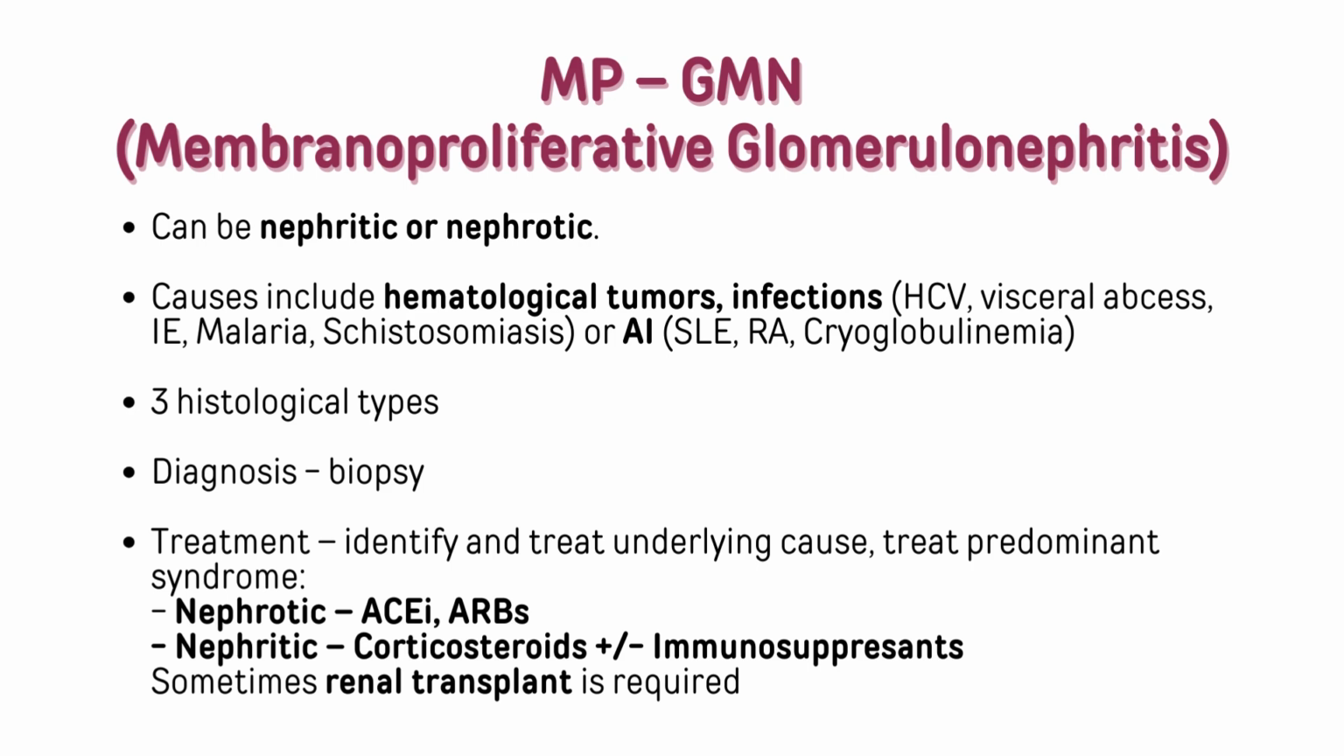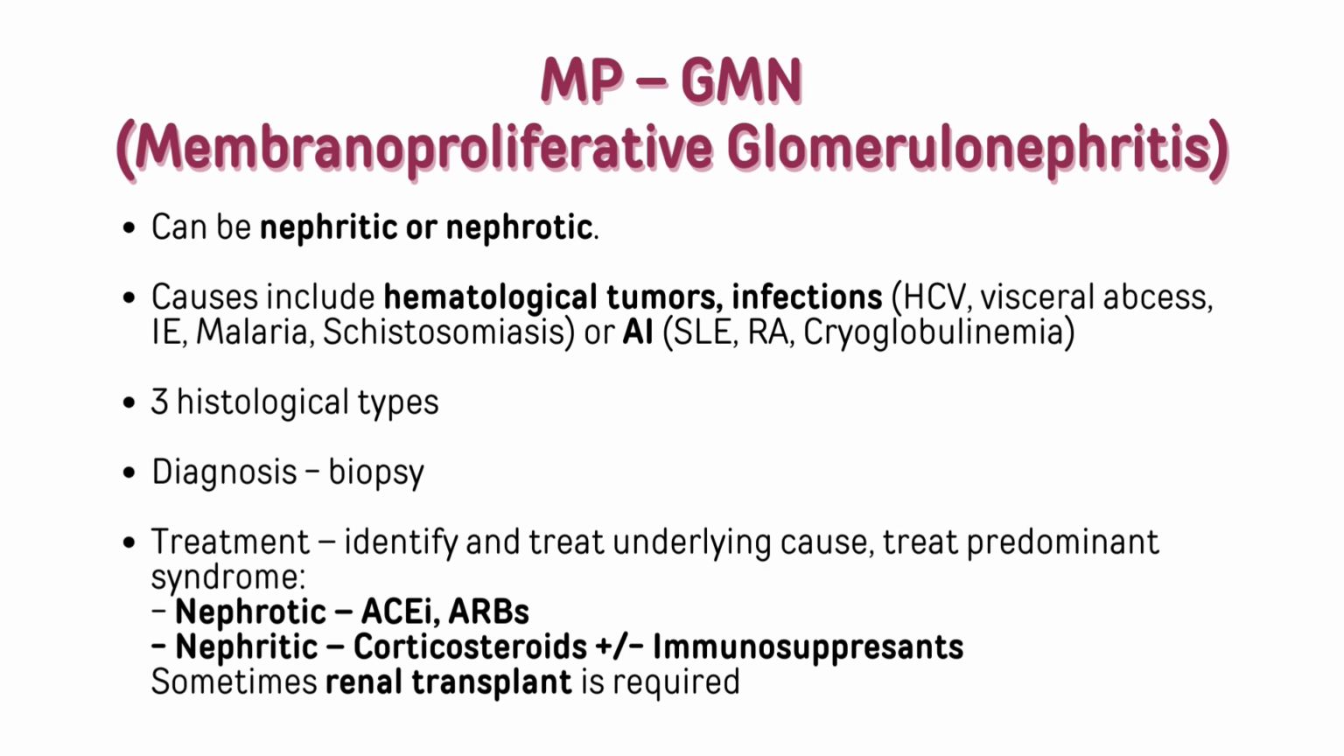Membranoproliferative glomerulonephritis can have a nephritic or nephrotic course. The causes include hematological tumors, infections like hepatitis C virus or visceral abscess, infective endocarditis, malaria or schistosomiasis, or autoimmune diseases like systemic lupus erythematosus, rheumatoid arthritis, or cryoglobulinemia. There are three histological types. Diagnosis is usually by renal biopsy.